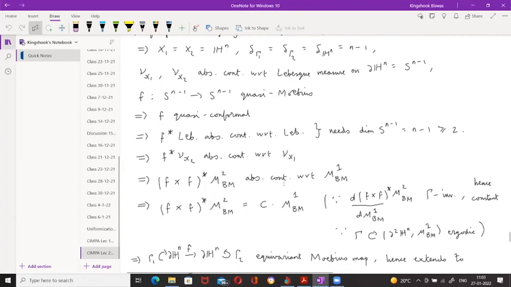Why is this? Since this is absolutely continuous with respect to this one, I can look at its Radon-Nikodym derivative, d f cross f star of mu bm2 divided by d mu bm1, right? Now, because both of these measures are gamma invariant and f conjugates the gamma 1 action to the gamma 2 action, this Radon-Nikodym derivative will be gamma 1 invariant.